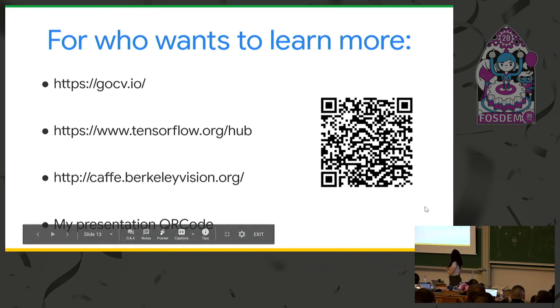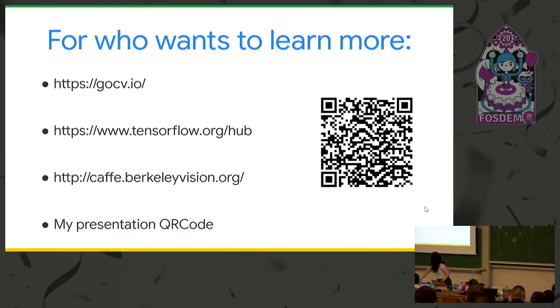For who wants to learn more, gocv.io. It's the platform where we can learn everything about GoCV, and there is a link to the GitHub repo. TensorFlow Hub is the library I told you about before. Caffe is a framework for computer vision. It's open source too. And my presentation is in this QR code, available for you to access on Speaker Deck.